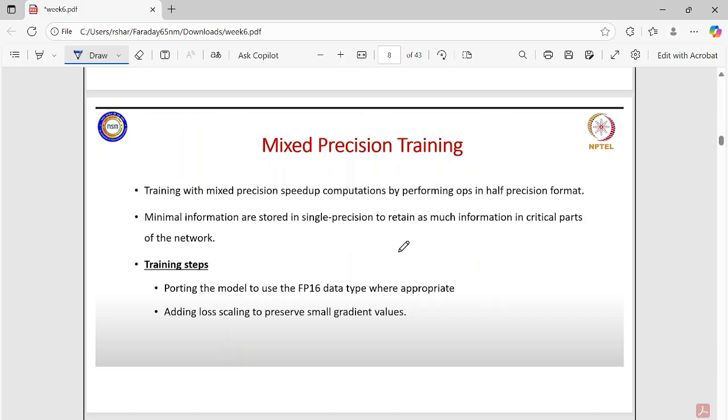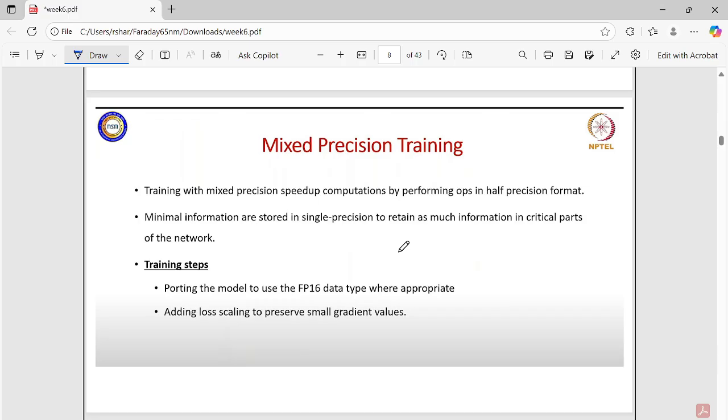So using float 16 for most calculations can speed up the training and allow larger batch sizes and bigger models. So the weights and activations are stored and computed mostly in FP16. And certain operations sensitive to numerical precision, like loss scaling and gradient accumulation, can use float 32 to avoid issues like overflow and underflow. And what is loss scaling? Loss scaling is applied to prevent small gradient values from becoming zero due to limited float 16 precision.